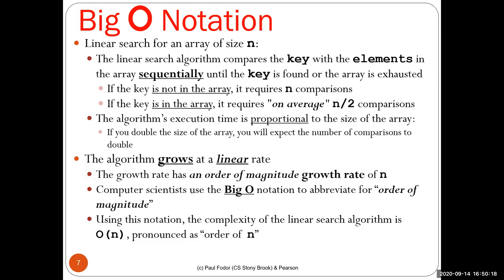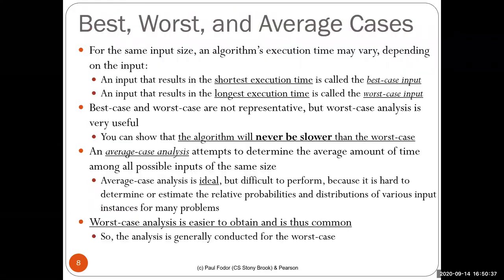So using this notation O of n, it tells us that this is an order of n algorithm. It's a linear algorithm for linear search. Now, what exactly is that number? It's really the growth rate. It's not the best time or the worst time or the average case for finding an element.